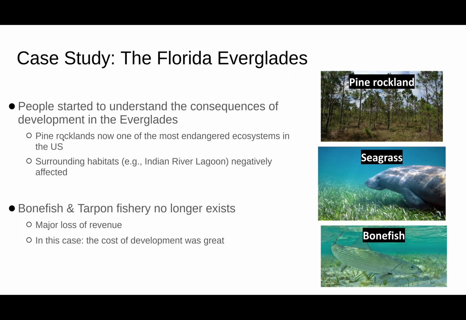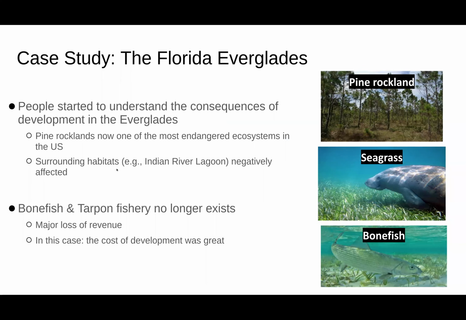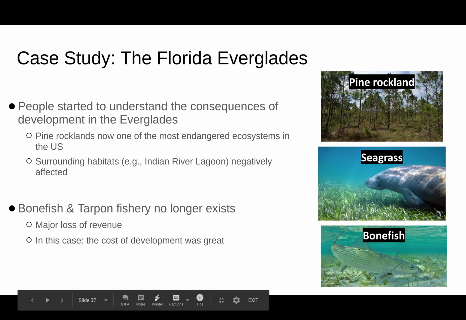In addition, it's negatively affecting surrounding habitats. So you can imagine by diverting all this water, you're affecting all these other habitats along the way. So you're restricting water, which is restricting potential habitats that could be there. But this has also had a lot of effects on the biology. So for instance, there used to be fisheries for bonefish and tarpons. This is what a bonefish looks like.